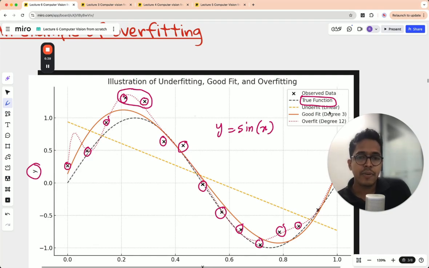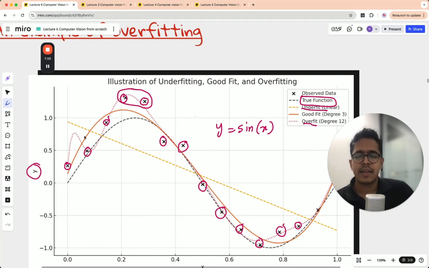A totally underfit model will not follow any pattern in the data. So here this straight dotted yellow line is an example of underfit data. This red dotted line, which I discussed earlier, is an example of an overfit model. A good fit is something that looks like this orange solid line. It is not exactly following the sinusoidal wave, but it is also not exactly following the experimental data. It is somewhere in between.